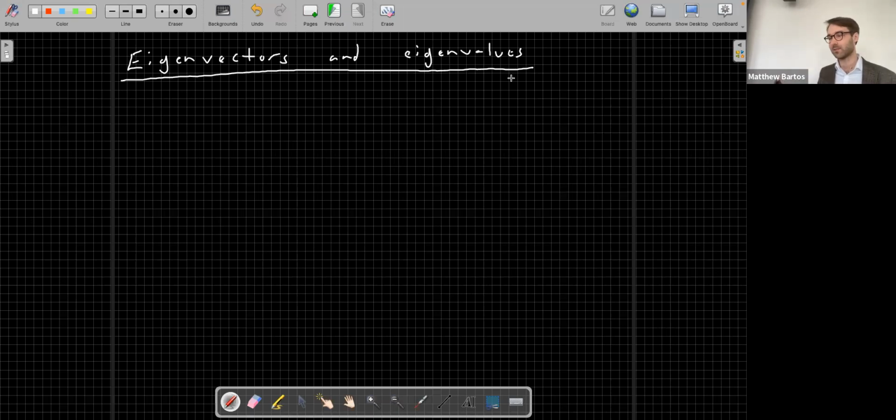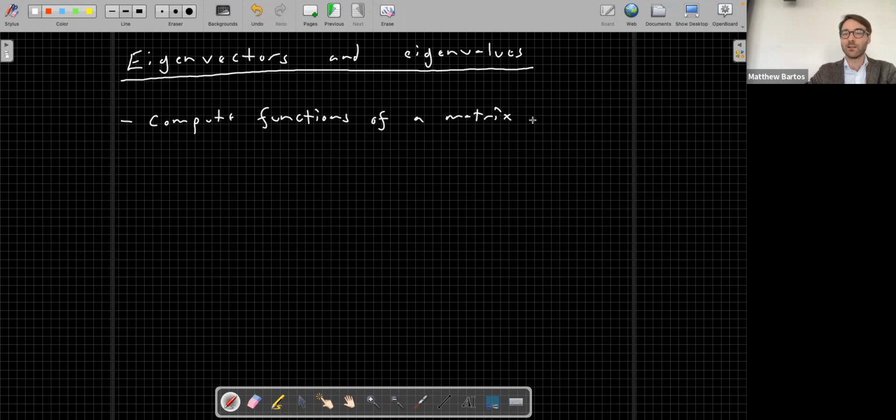For the purposes of dynamical systems and controls, eigenvalues and eigenvectors are an important concept because they'll let us do a number of important things. So first, we're going to need it to compute functions of a matrix. It'll allow us to compute arbitrary functions of a matrix, and in particular, for dealing with systems of ordinary differential equations, we'll need to compute the matrix exponential. In this case, we are computing the exponential of a matrix, and you can do that in terms of the matrix's eigenvalues. We'll show a little bit later how we can do that.